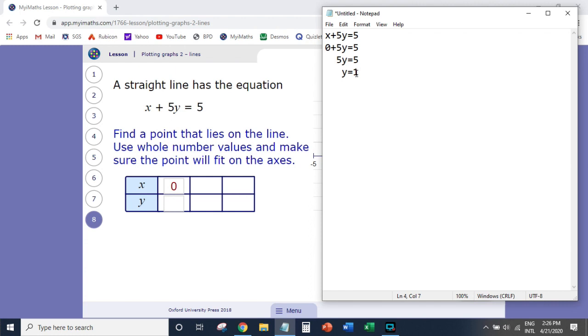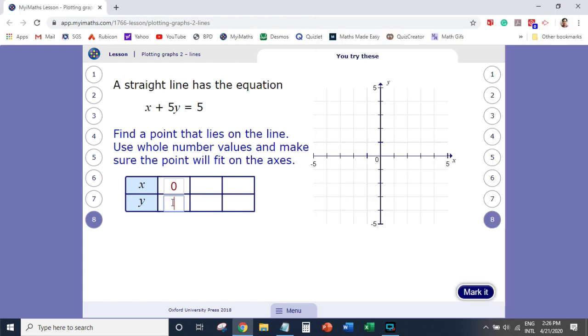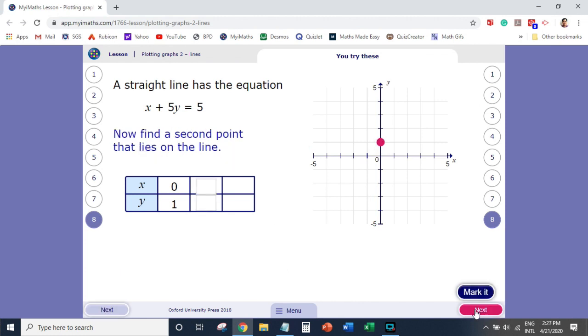If x is 0, our y is 1. So let's mark it. So x is 0, our y is positive 1, which is this. So let's put it there. And then for the next point, let's say I will use a 2. If I'm going to use 2, you can solve it mentally.